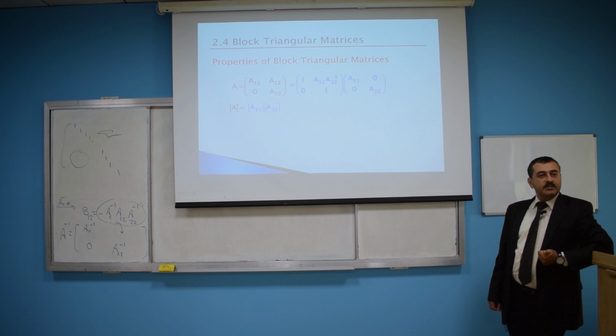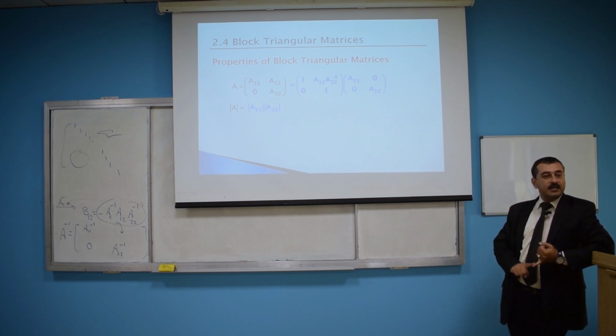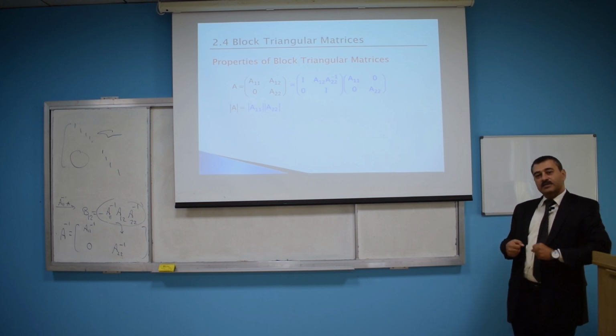الكلام ده كان عندي برضو في element wise لما كنا شغالين elements، كنا قلنا الـ determinant of the diagonal أو triangular matrix هو الـ product of diagonal entries. هنا في الـ block diagonal أو block triangular، الـ determinant هو الـ product of determinants of the block diagonals.